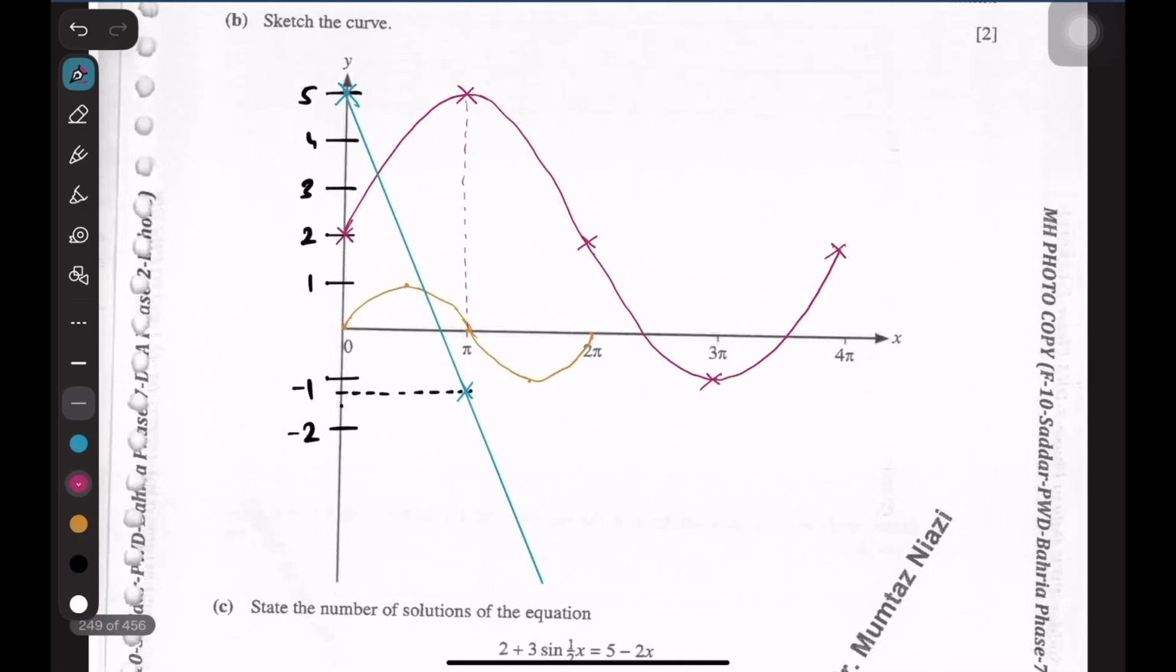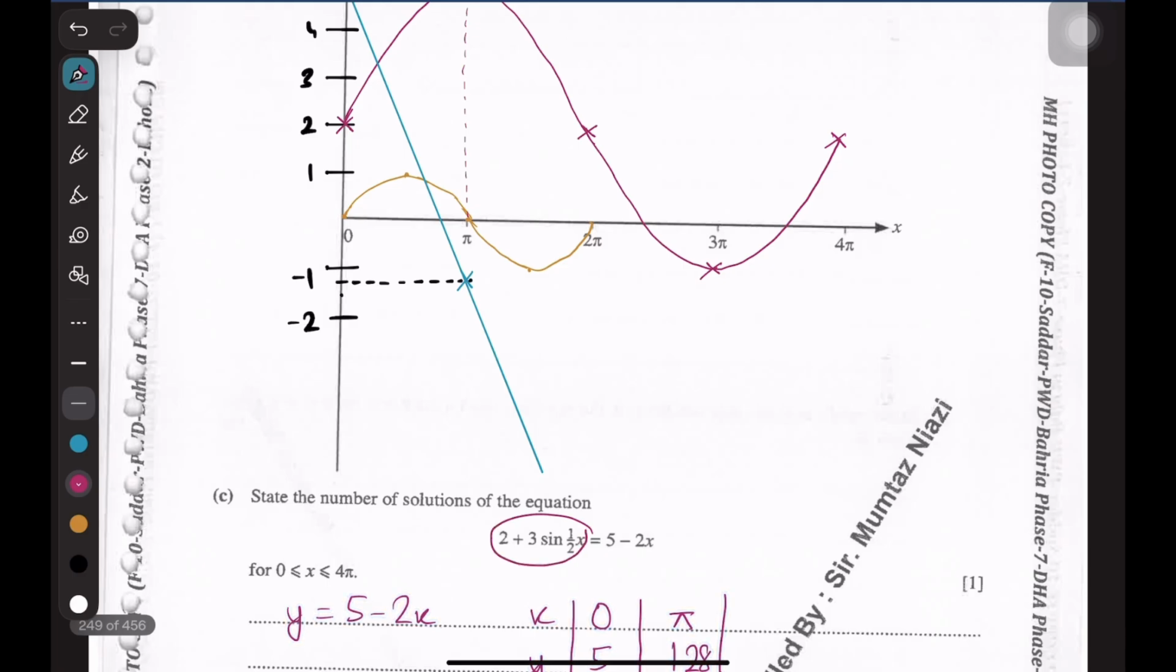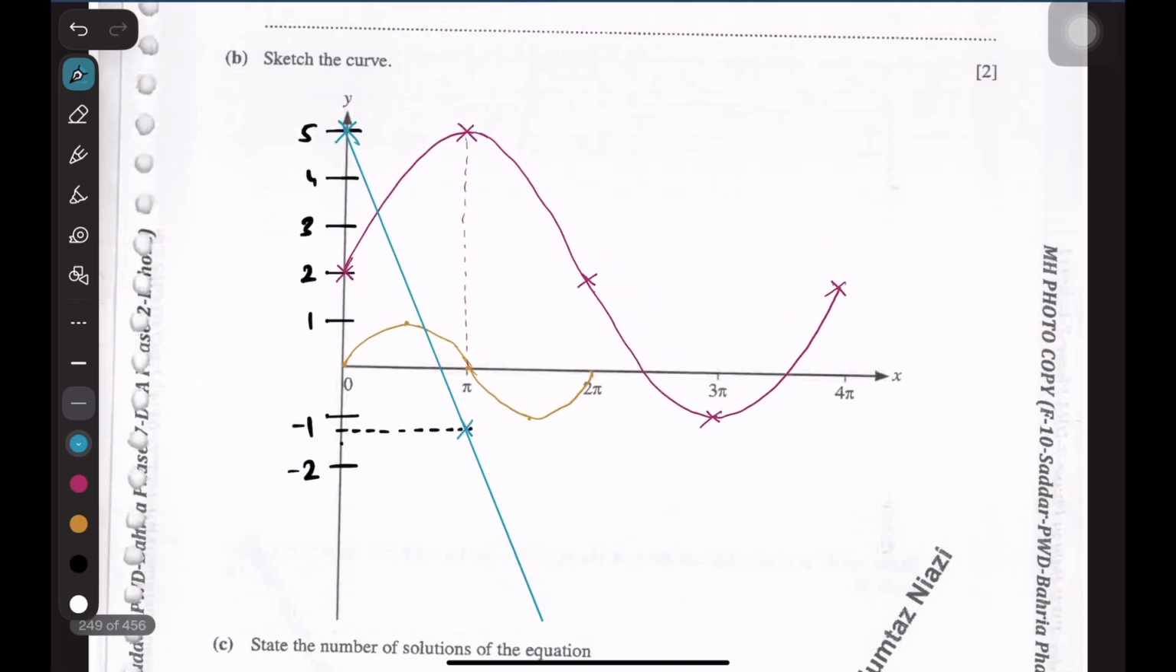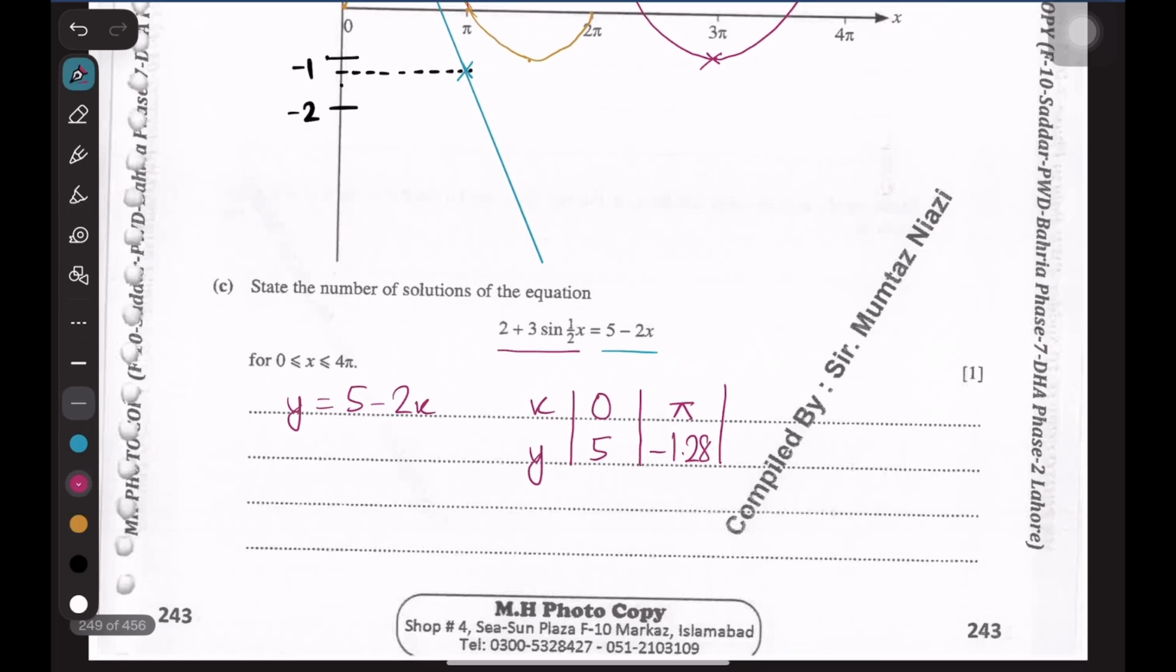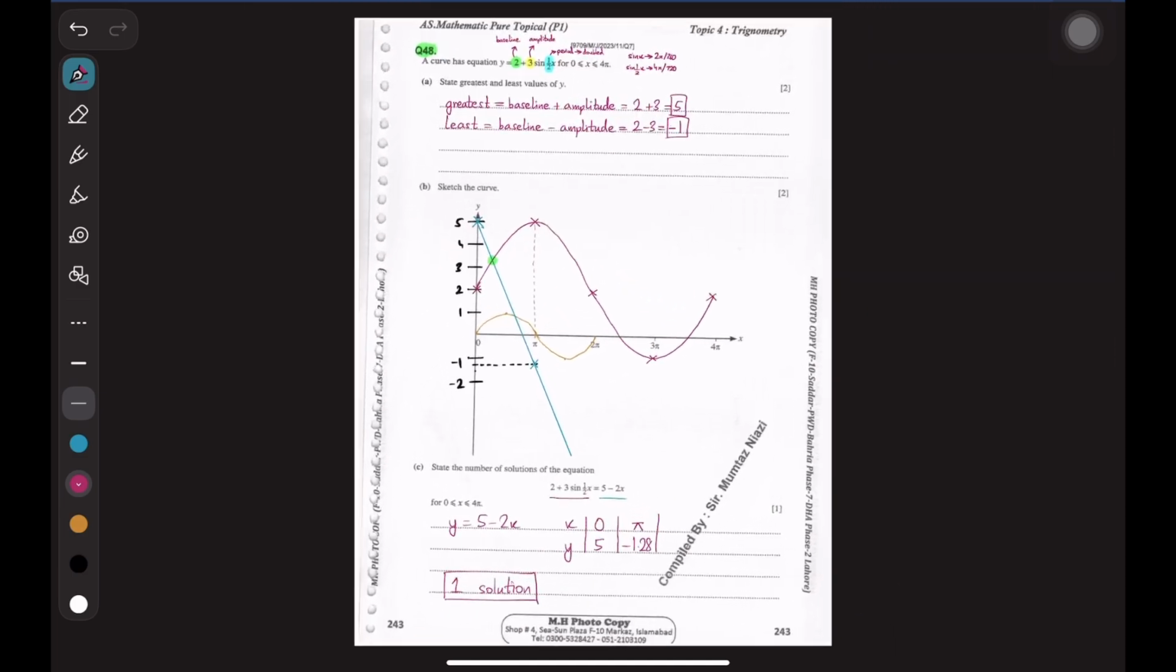Alright, now we need to look at the equation 2 plus 3 sine half x, which is in red. So I'll underline this in red, and 5 minus 2x, which is in blue. If we look at these two, there is only one point of intersection, which I've circled in green. Let's highlight this in green. This is the point of intersection. There is one point of intersection. That means there will be only one solution. So you can write one solution. Okay, we're done with this question.